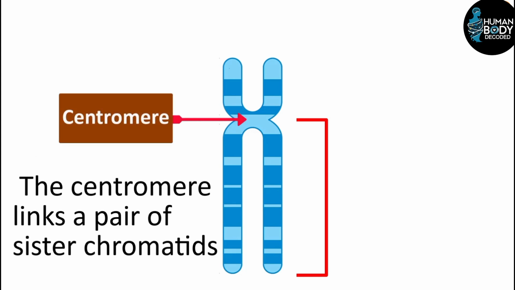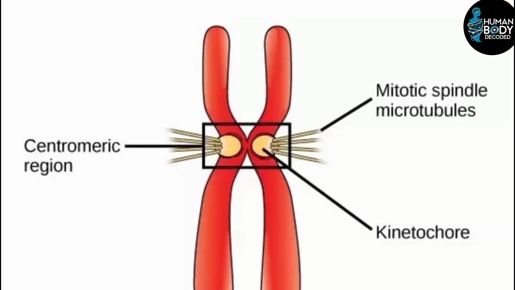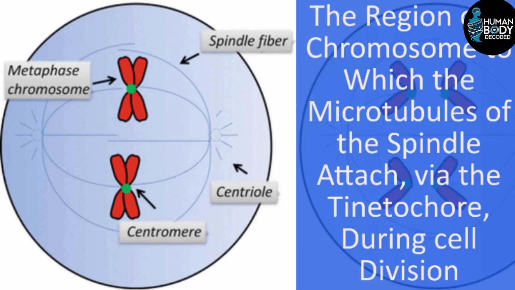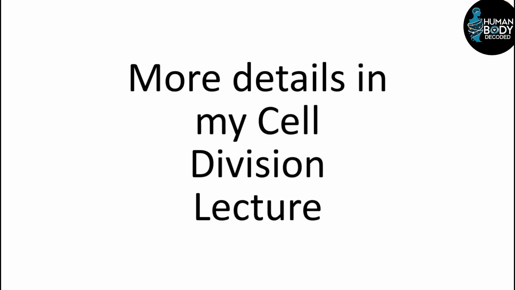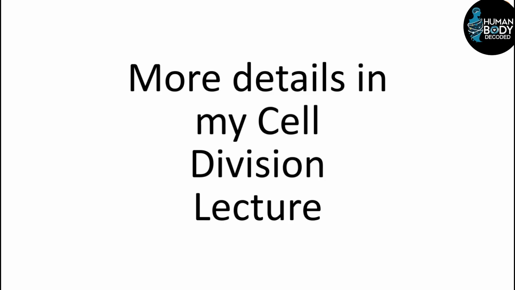Now let me tell you one more thing here. The centromere is the place to which spindle fibers attach during cell division. When cell division occurs, whether mitosis or meiosis, the spindle fibers attach here at the centromere through the kinetochore. Now the details of this I have explained in the cell division lecture. The link for that I am providing in the description. You can see it there.